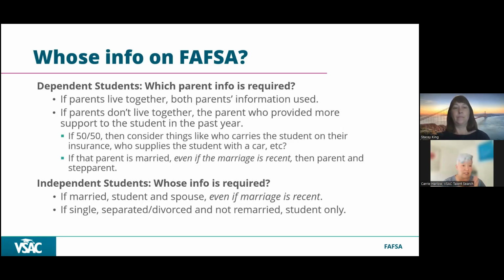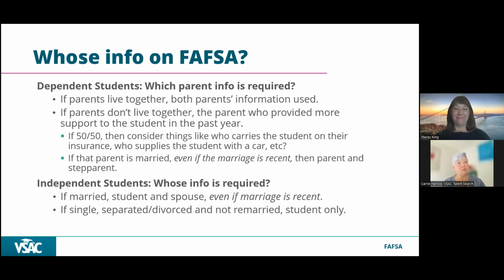We were at a conference, Stacy and I were at a conference, and we were talking about this. How do we determine if things are 50-50? And one of the participants said, well, sometimes when you're at one parent's house, you have lobster, and when you're at the other parent's house, you have hot dogs. So probably it's the parent with the lobster. That was one of the ways they asked us to think about that.